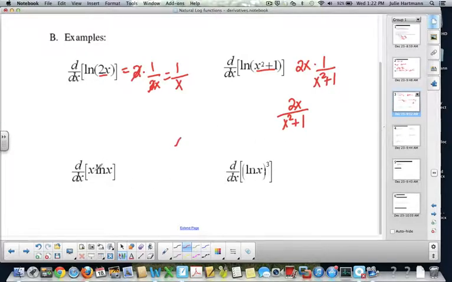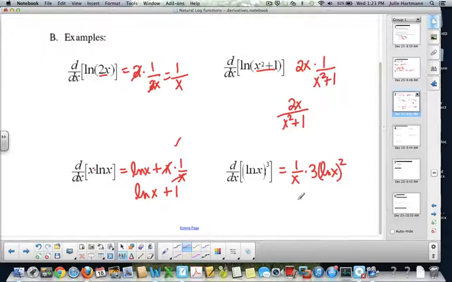Okay. Here, when it's x times ln of x, that's a product. You still need to use those rules. Okay? Derivative of the first is 1 times the second, plus the first times derivative of ln of x is 1 over x. The x's cancel, so you get ln of x plus 1. With the last one, derivative of the inside is 1 over x times derivative of the outside is 3 ln of x squared. So 3 ln of x squared all over x. Okay.